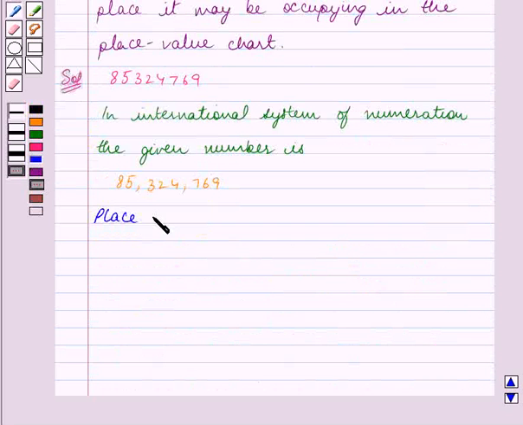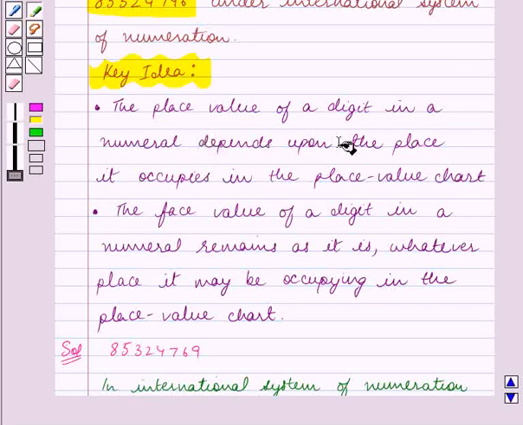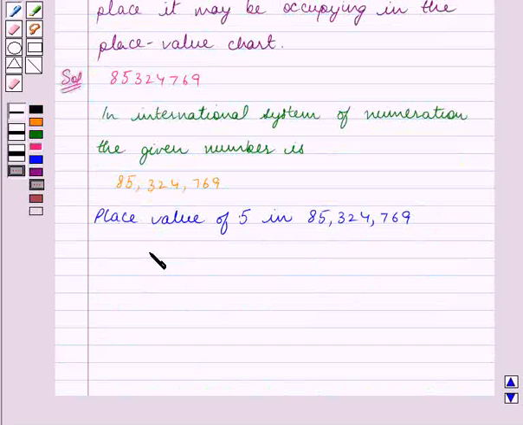Place value of 5 in the number 85,324,769 depends upon the place it occupies in the place value chart. So under International System of Numeration, place value of 5 is equal to 5 into 1,000,000. Since 5 occurs at the millions place, so we multiply 5 by 1 million. This is equal to 5,000,000, that is 5 million.